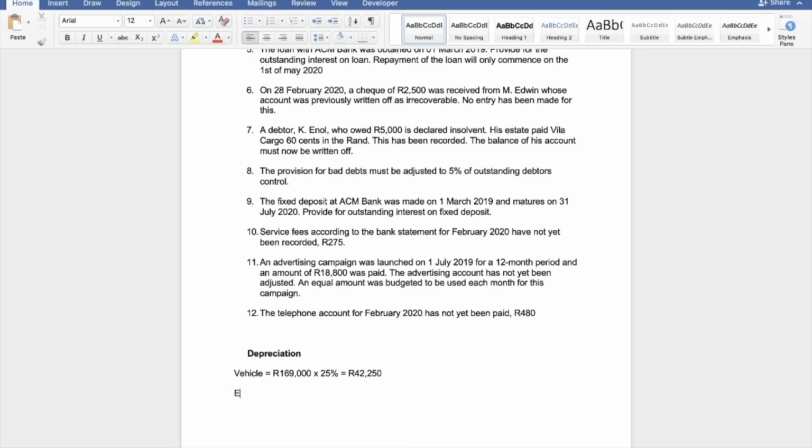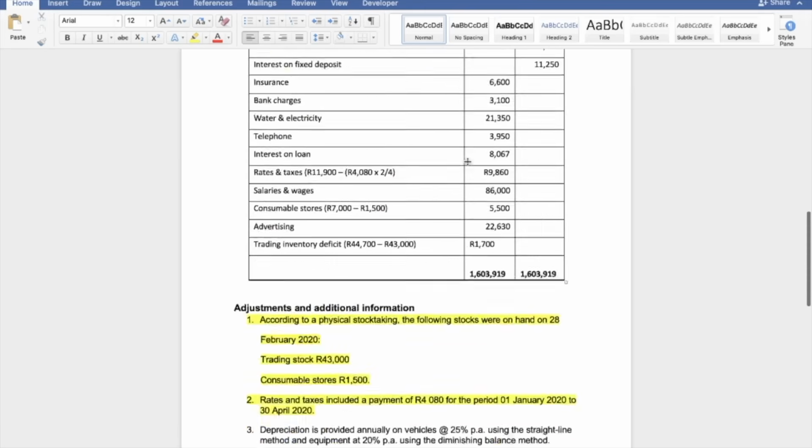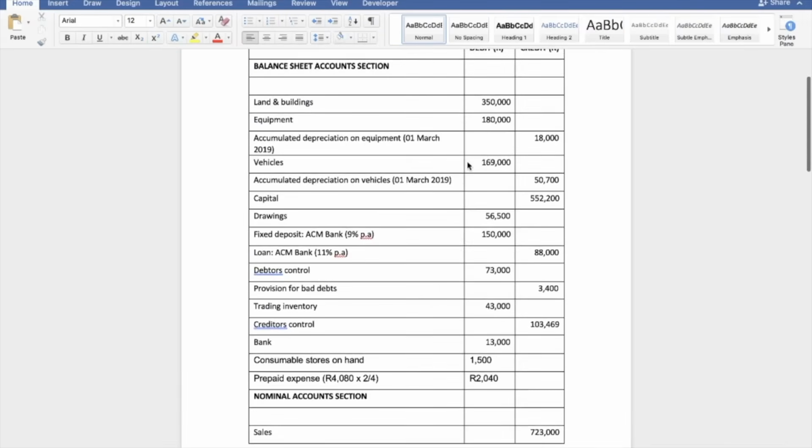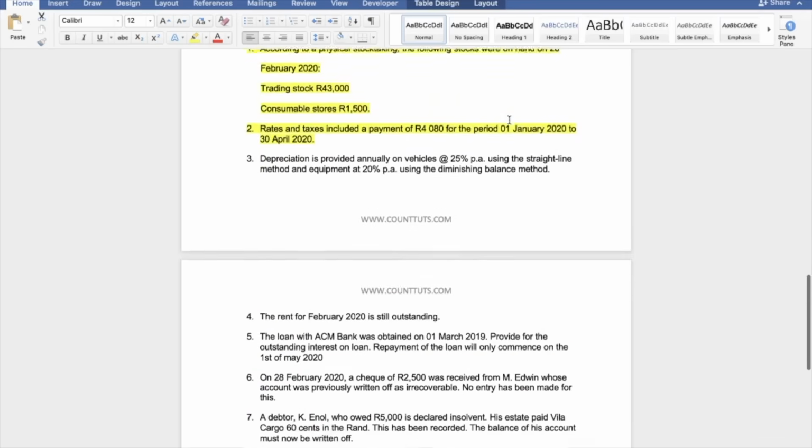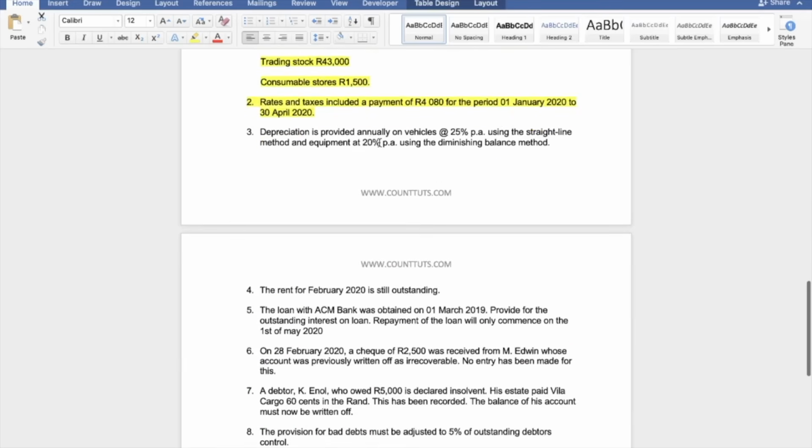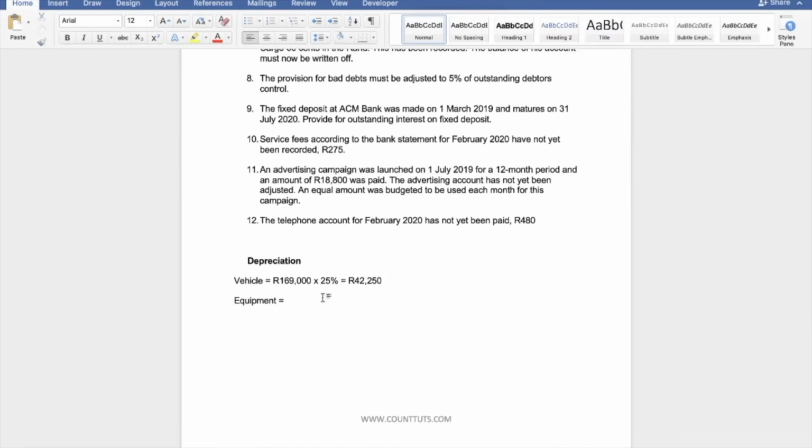Now let's do the depreciation for equipment, which uses the diminishing balance method. It's equally easy, but it just has one extra layer to it. So let's look at the value for equipment here. We have equipment 180,000 Rand, but now we also have to take into account the accumulated depreciation for equipment on the 1st of March 2019, which is the beginning of this financial period. So it's 180,000 Rand minus 18,000 Rand, and then we'll multiply that by the percentage of depreciation, which is 20% for equipment, as you can see here. Alright, so we're going to take the 180,000 Rand minus 18,000 Rand, and then multiply that by the 20%.